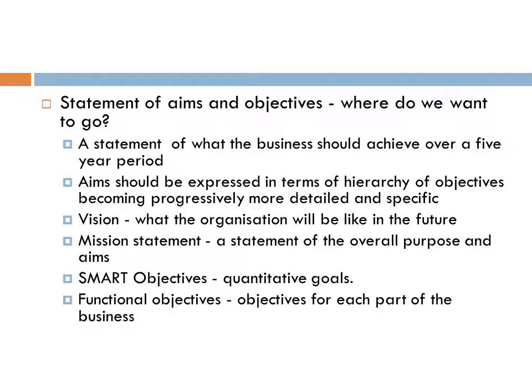Next we need to do a statement of aims and objectives. So this is now where do we want to go. So the last one was where are we now. This is where do we want to go. So this should be a statement of what the business should achieve over about a 5-year period. Aims should be expressed in terms of a hierarchy of objectives, becoming progressively more detailed and specific.